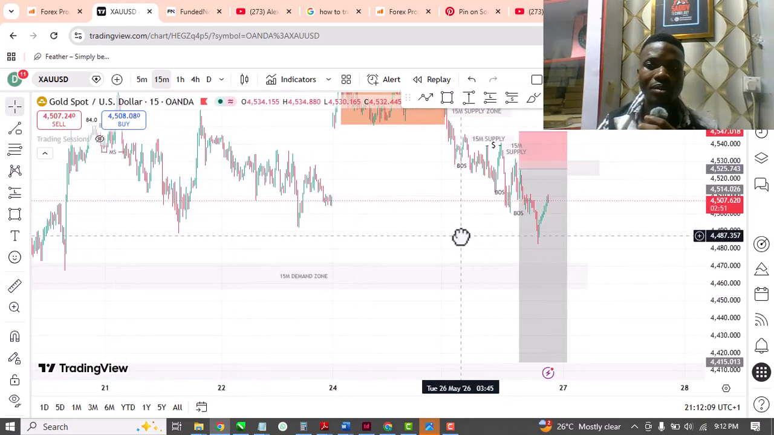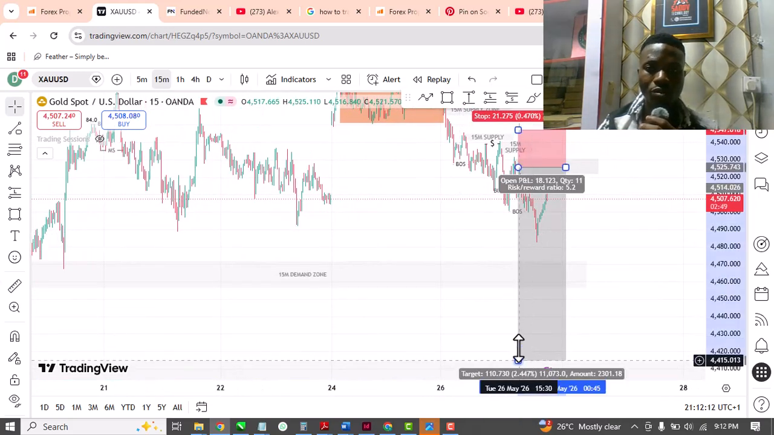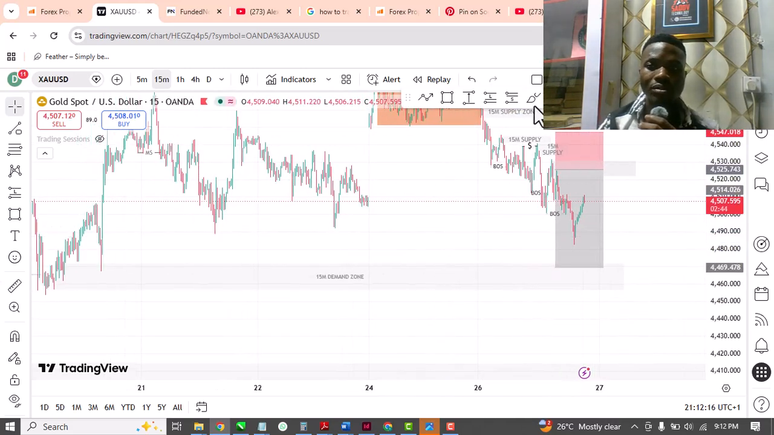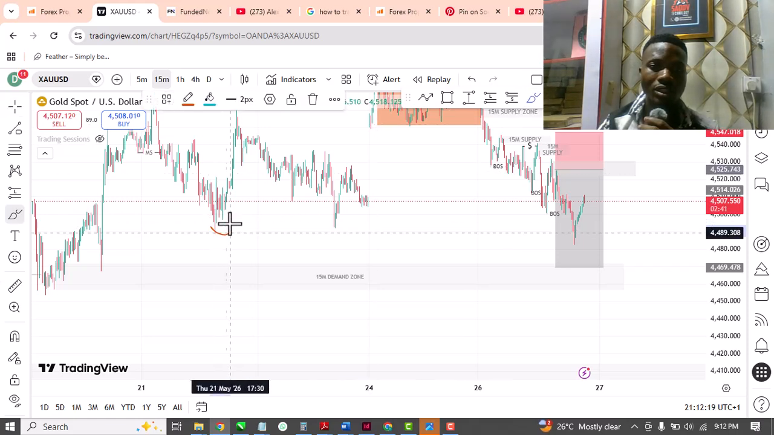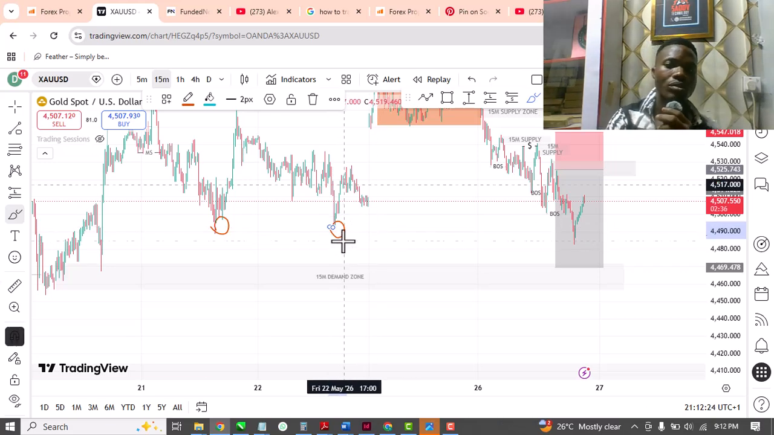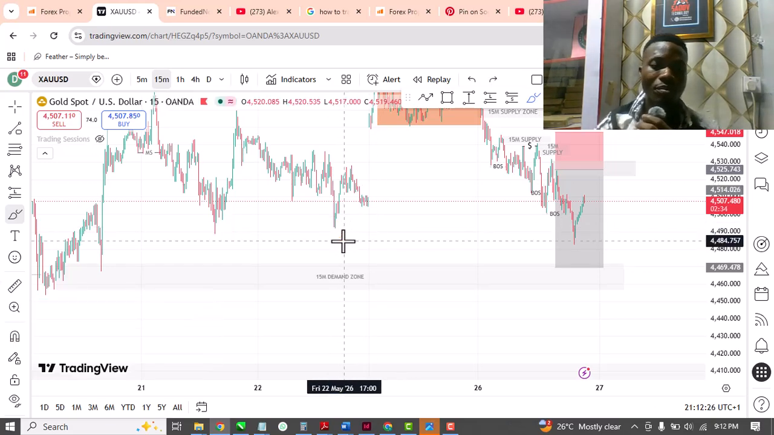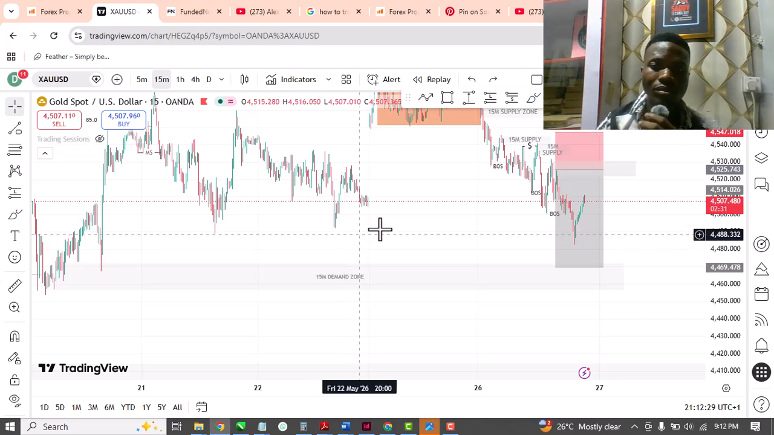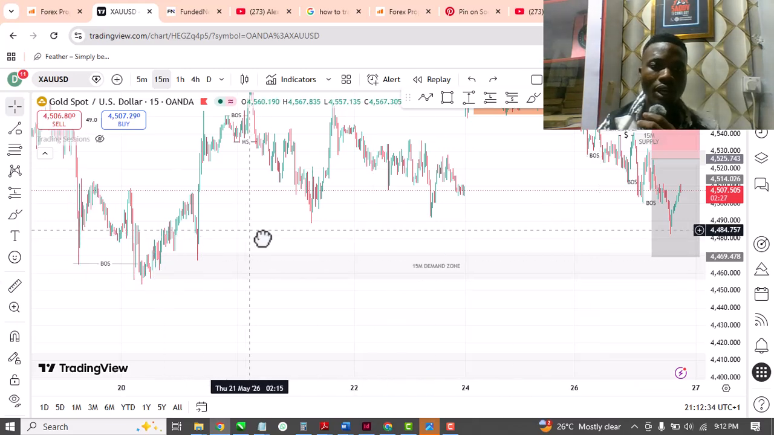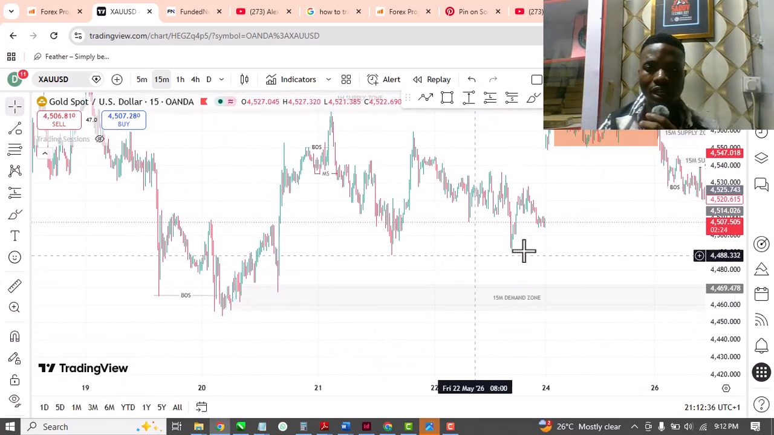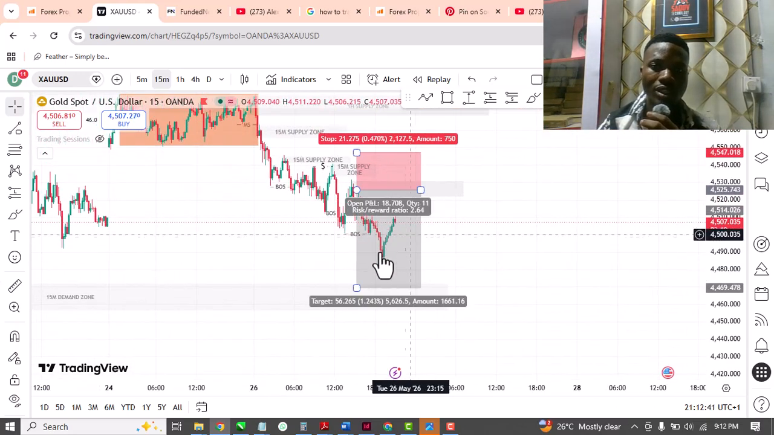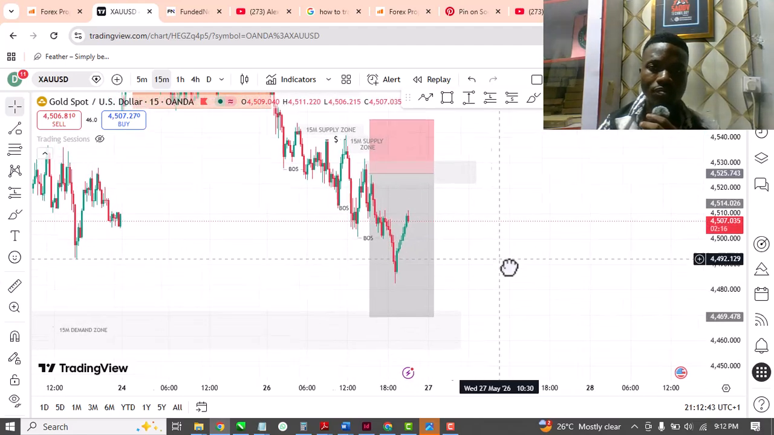Even if I want to take my profits, I'll be expecting to take them around here, because I know that I have liquidity sitting below here, and there is another liquidity sitting below here. That is what gave me the confirmation that price can still move to the downside. This is a major key level that I expect price to come and retest. But right now price has already moved a little bit to the upside.